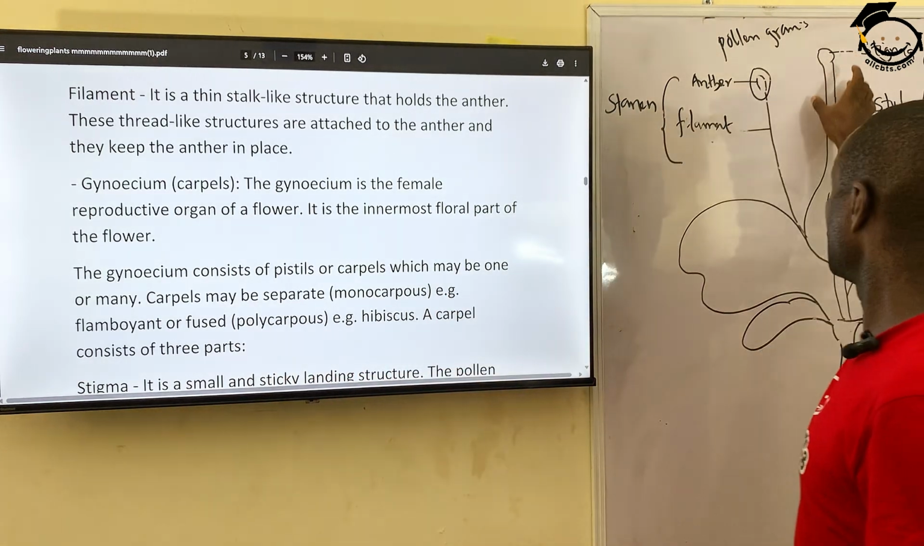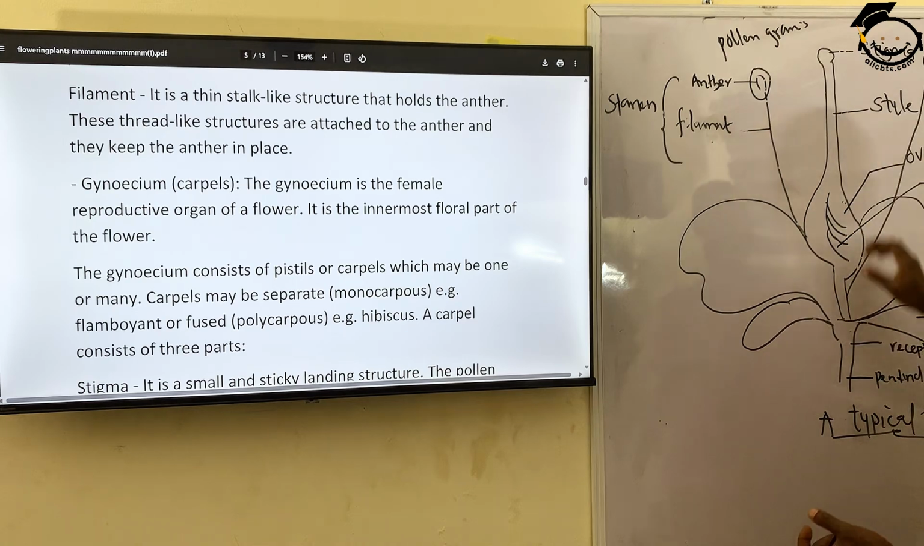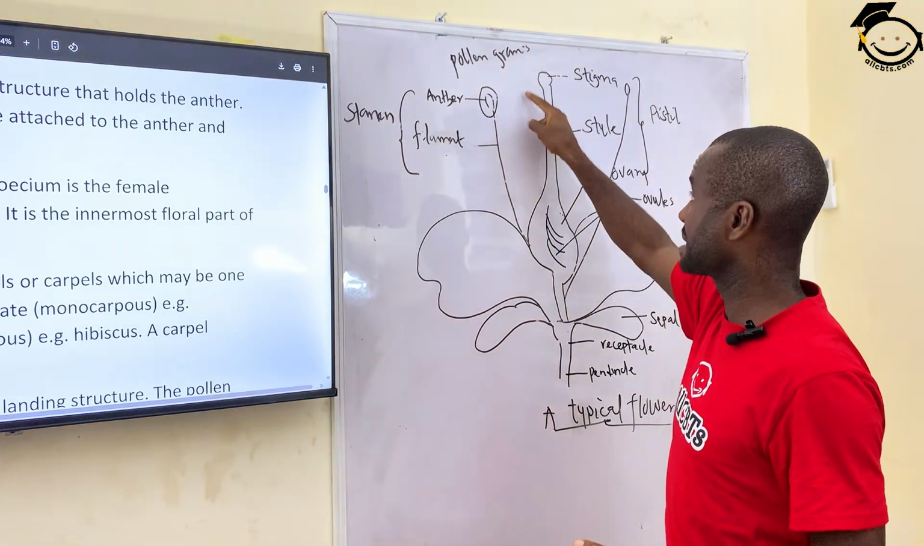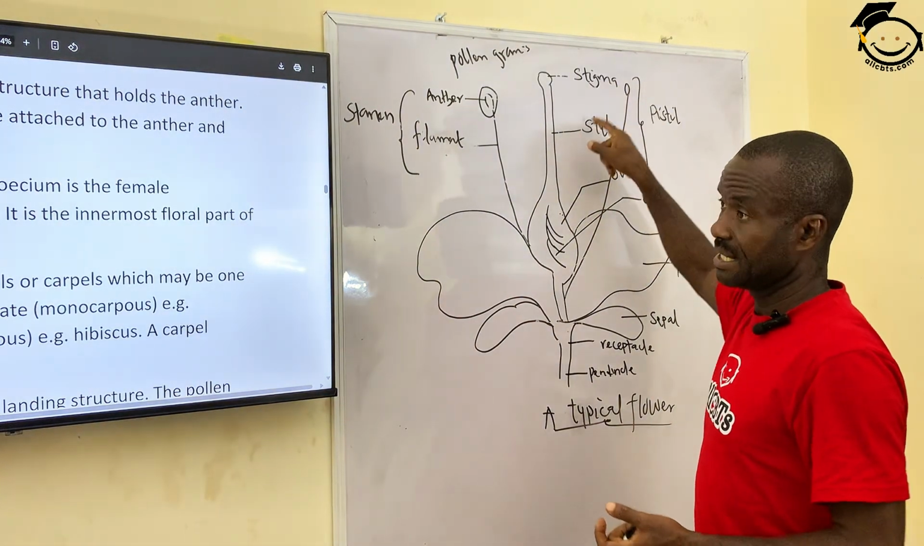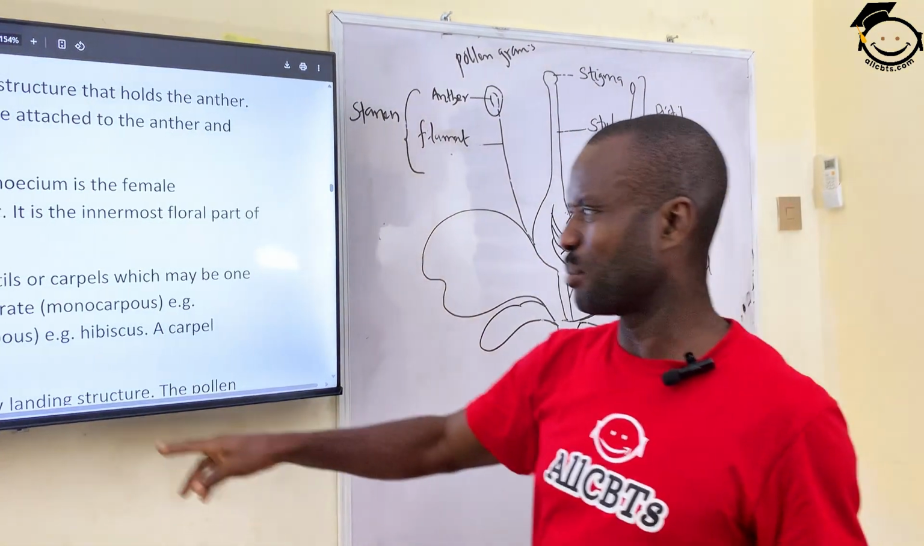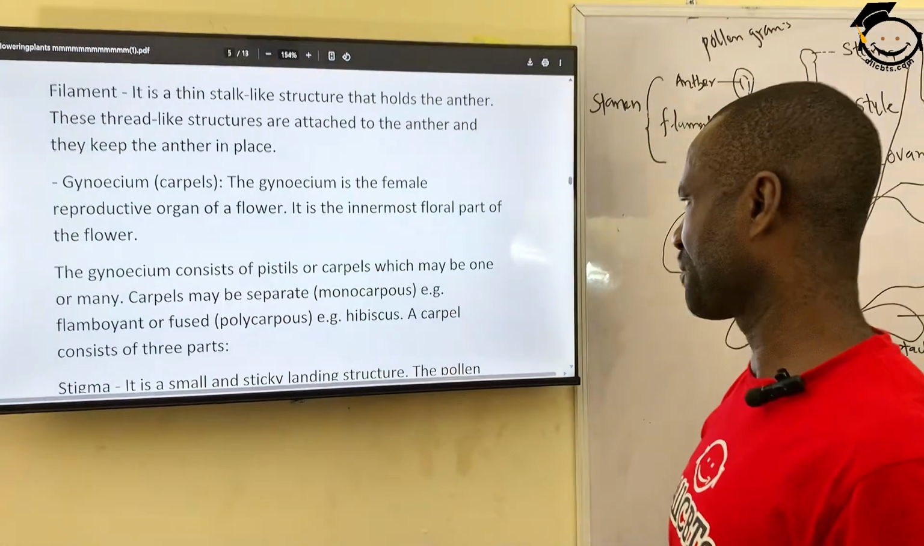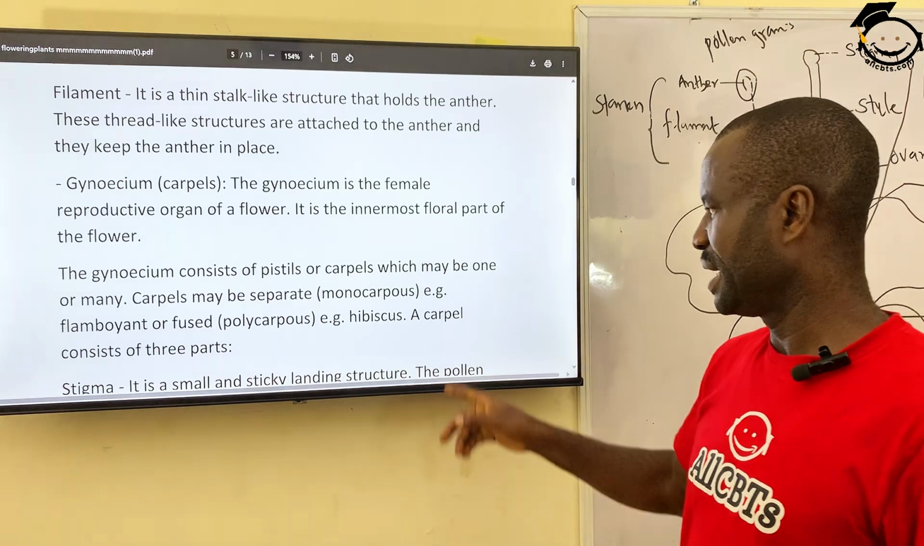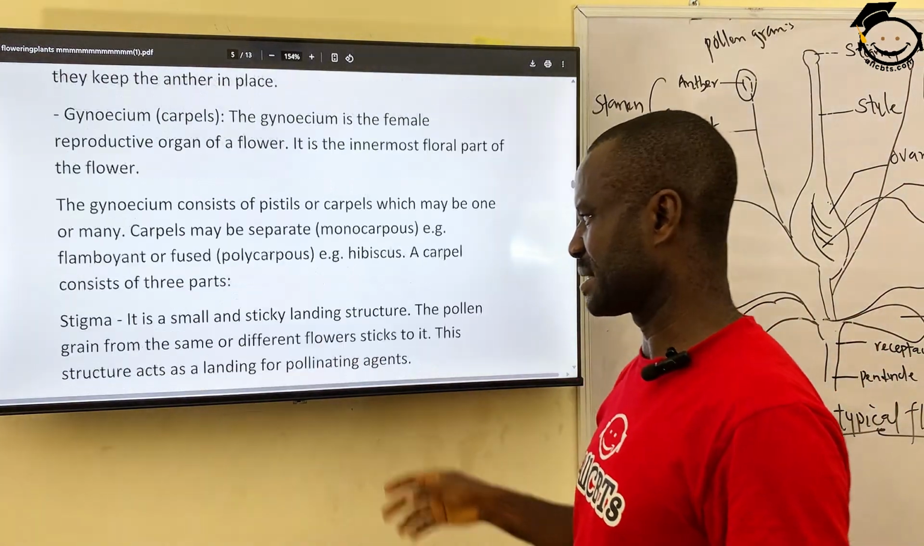As in this example, this structure, this is just one. So this is a monocarpous flower. But when we have several of these in a particular flower, they call them polycarpous. An example of a polycarpous flower is the hibiscus flower. A carpel consists of three parts.